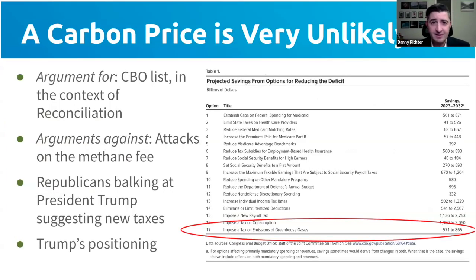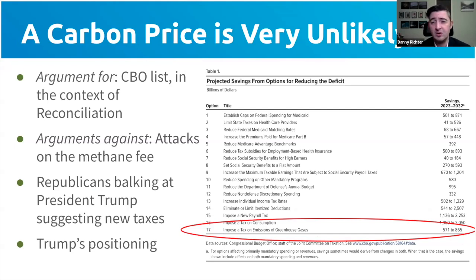A carbon price is still very unlikely. The best argument for this, which I presented in an earlier presentation, I think in November, would be this CBO list. This is a figure from CBO, the Congressional Budget Office. They provided a list of revenue raisers, knowing that Republicans were likely to do reconciliation and extend the Trump tax cuts from 2017. Number 17 is to impose a tax on greenhouse gas emissions, and the CBO estimated it could raise 571 to 865 billion dollars.